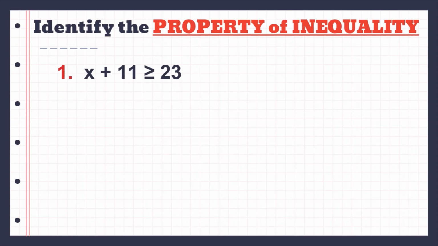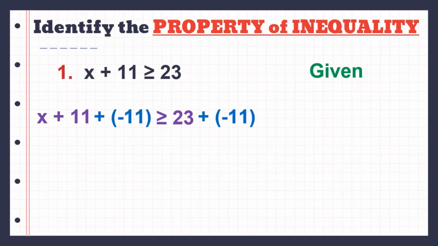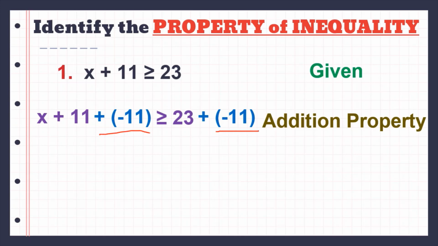For example, we have number 1, x plus 11 is greater than or equal to 23. So, that will be the given. And then, kung nag-add tayo both sides, kasi nga si 11, kailangan mapunta siya dito kay katabi ni 23. So, mag-a-add tayo na opposite niya, which is negative 11. So, nag-add ka both sides. So, meaning, that is addition property. So, ito, makakancelled na to. X and then greater than 12 plus negative 11, that will be positive.